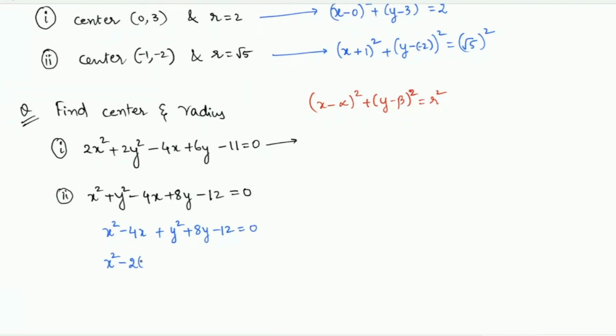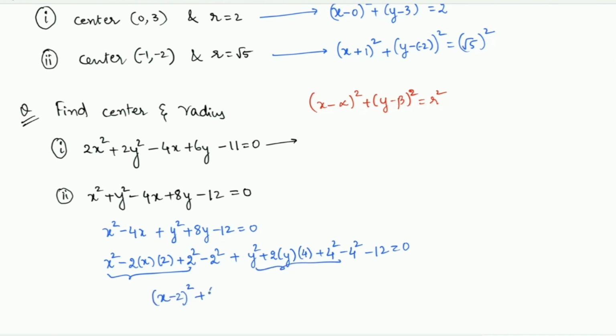Using a square minus 2ab plus b square, so x square minus 4x plus 4 minus 4, plus y square plus 2 into y into 4, so plus 4 square minus 4 square, minus 12 is equal to 0. These three terms will become (x minus 2) whole square, and these three terms will become (y plus 4) whole square, minus 4 minus 16 minus 12, that is minus 32, I think. So send minus 32 to the other side. So we got something like this.